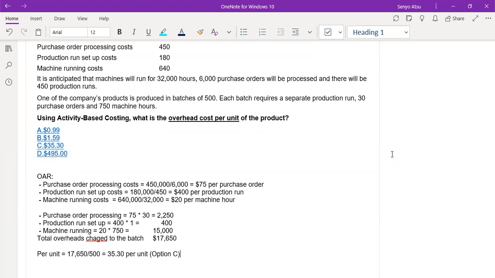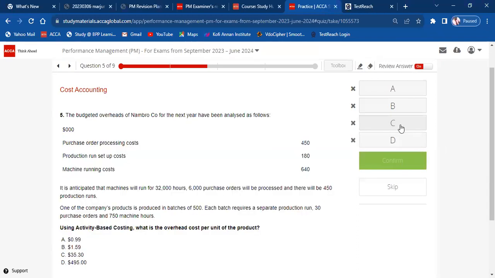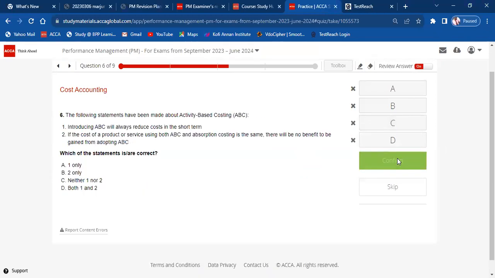The way you see these questions here, you can see it again like that, but it might be fill in the blank, where you just type in 35.30. The dollar is outside the box, so you type that in and walk away. Answer option C is being confirmed.